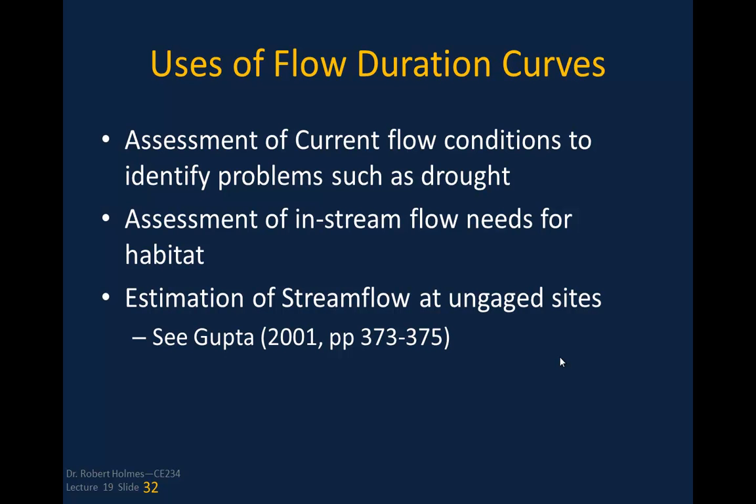And then I also might use it to estimate the stream flow at ungauged sites. So if I've got a flow duration curve at one location, and I know what that is right now, I can almost estimate the stream flow at other sites based on the flow duration curves at our gauge locations.